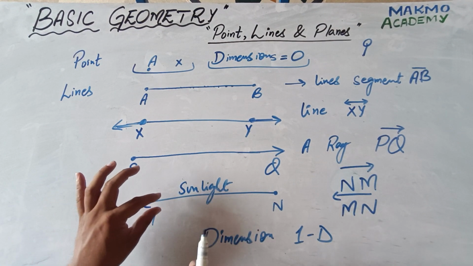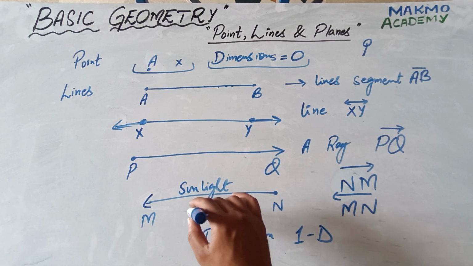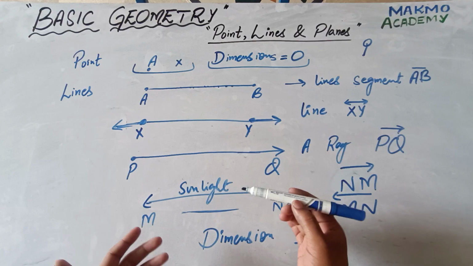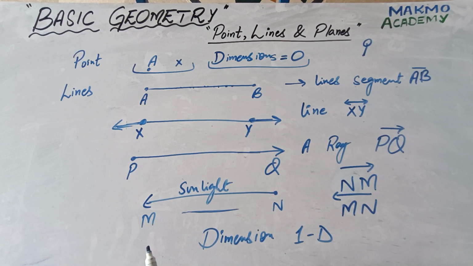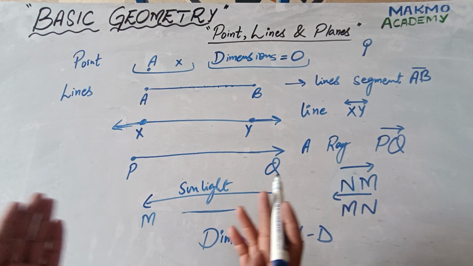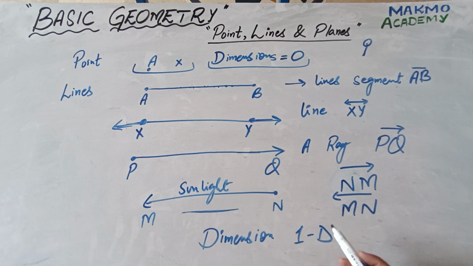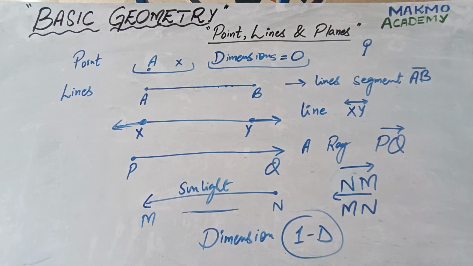It has length, it doesn't have breadth. For example, if I'm using a thin marker, it does not mean we would not consider the thickness of the line. We would just consider that the line is going in both directions in one dimension. So that's why it has only one dimension, which is length. It doesn't have breadth, it doesn't have height. So that's why it is called 1D.